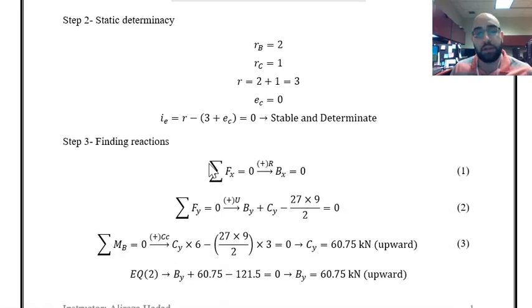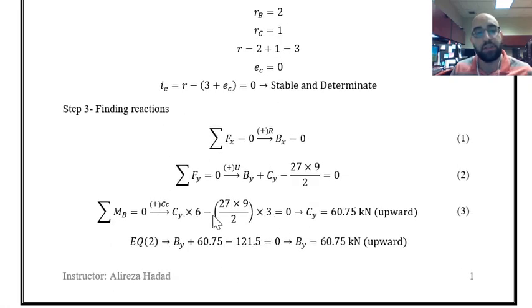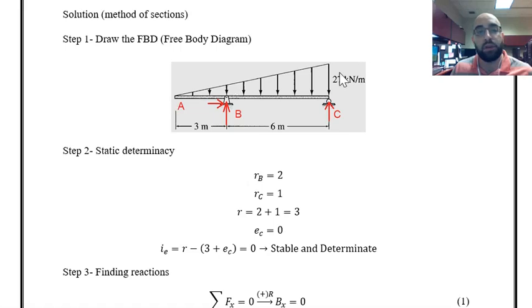Now we can move forward and write the equations for equilibrium. Summation of forces in x direction equal to 0, so Bx is found as 0. Summation of forces in vertical direction equal to 0. We have the equation for By and Cy, and then summation of moments about B equal to 0. We have the moment because of the reaction at C, that should be positive Cy multiplied by 6, as you can see over here. And then the moment because of this triangular distributed load.